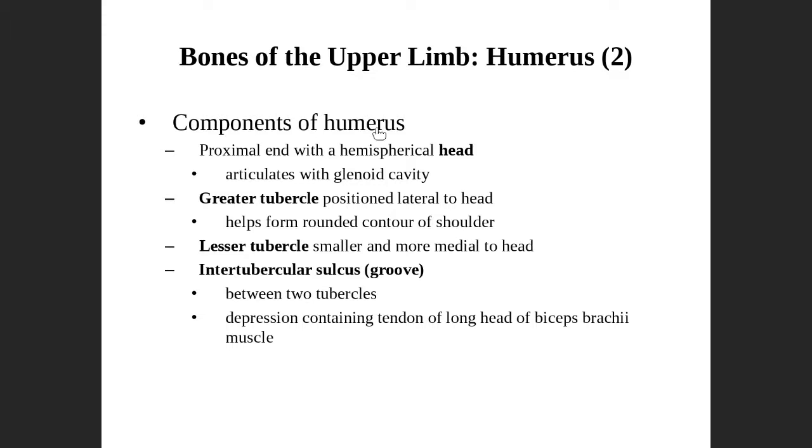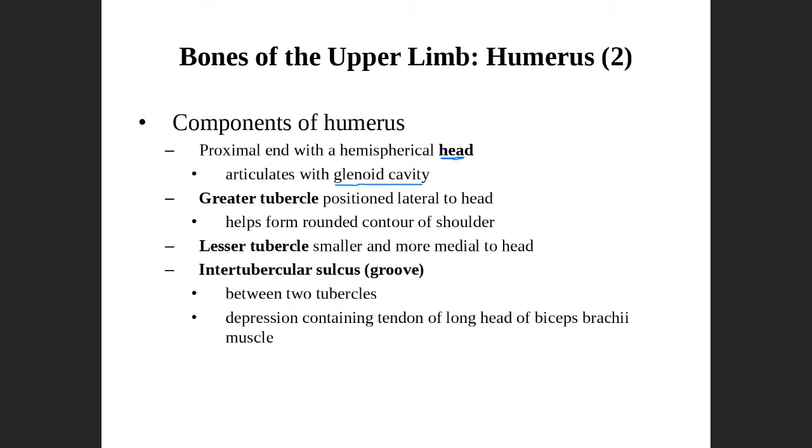Okay, so the humerus is a long bone, which means the long bone is going to have a head. What is the head? That is the proximal epiphysis. The head of the humerus articulates with the scapula in the glenoid cavity. That forms your glenohumeral joint.